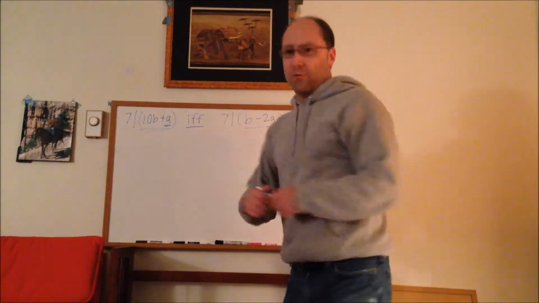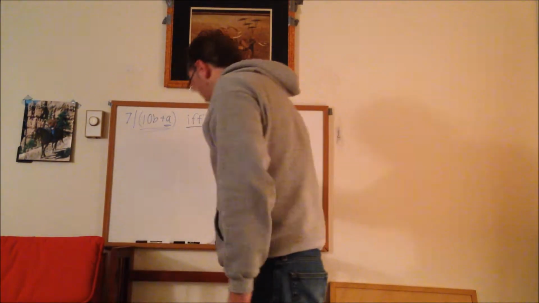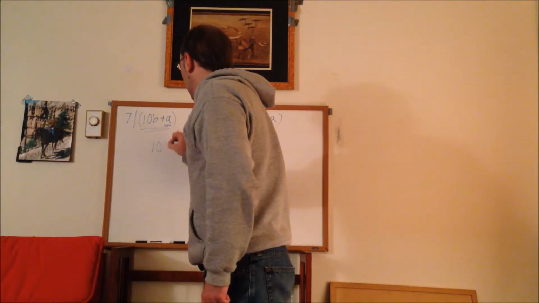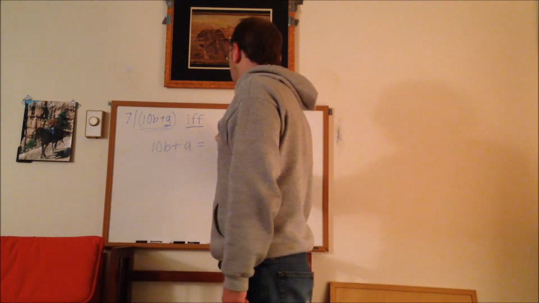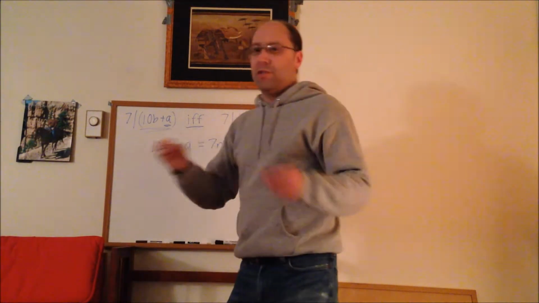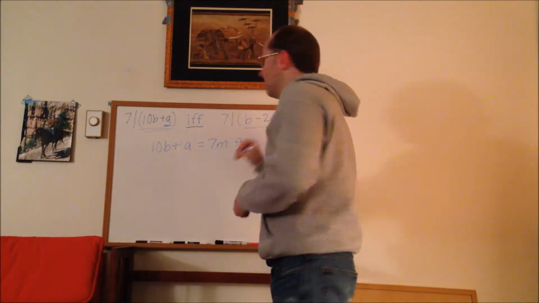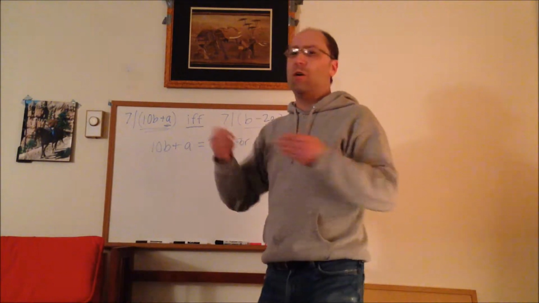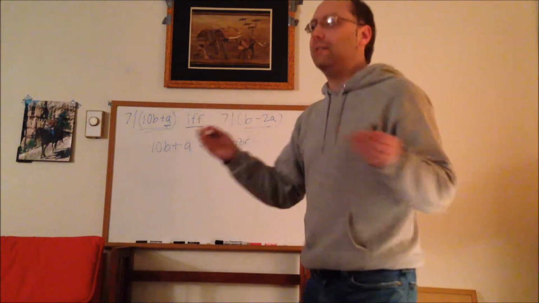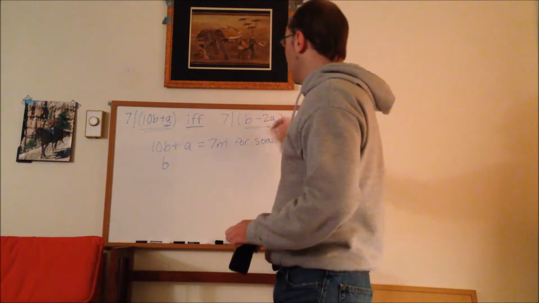So now let's go back the other way. Let's say that 10b plus a is 7m. We're going to use m just to not confuse it with k, but it's the same general idea in that m is generalized to be anything. It doesn't matter what it is, it just has to be some arbitrary m. So we want to get it looking like that.